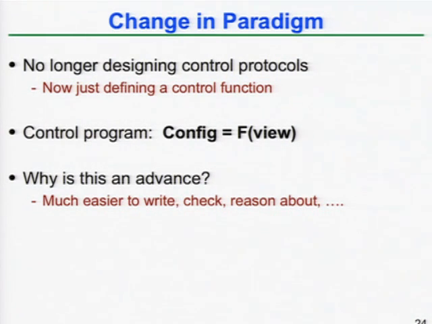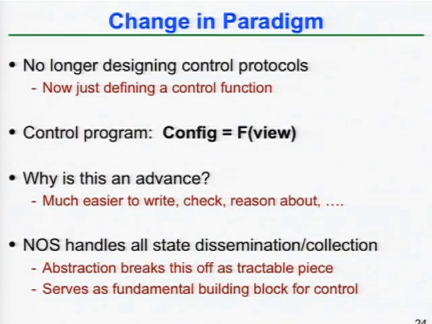So why is this an advance? It's much easier to write. It's much easier to check. It's much easier to reason about. Because it's just like writing a program over a graph. And the network operating system handles all of the state dissemination and collection. So this abstraction bites off distribution as a tractable piece and solves it, and then lets the rest of the control program ignore it.